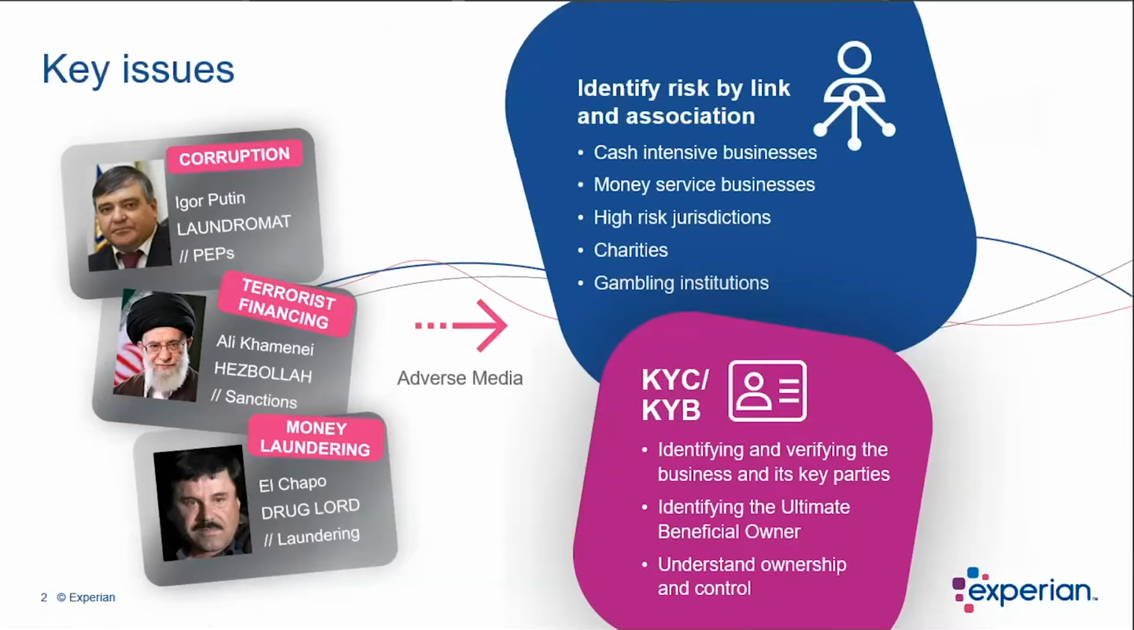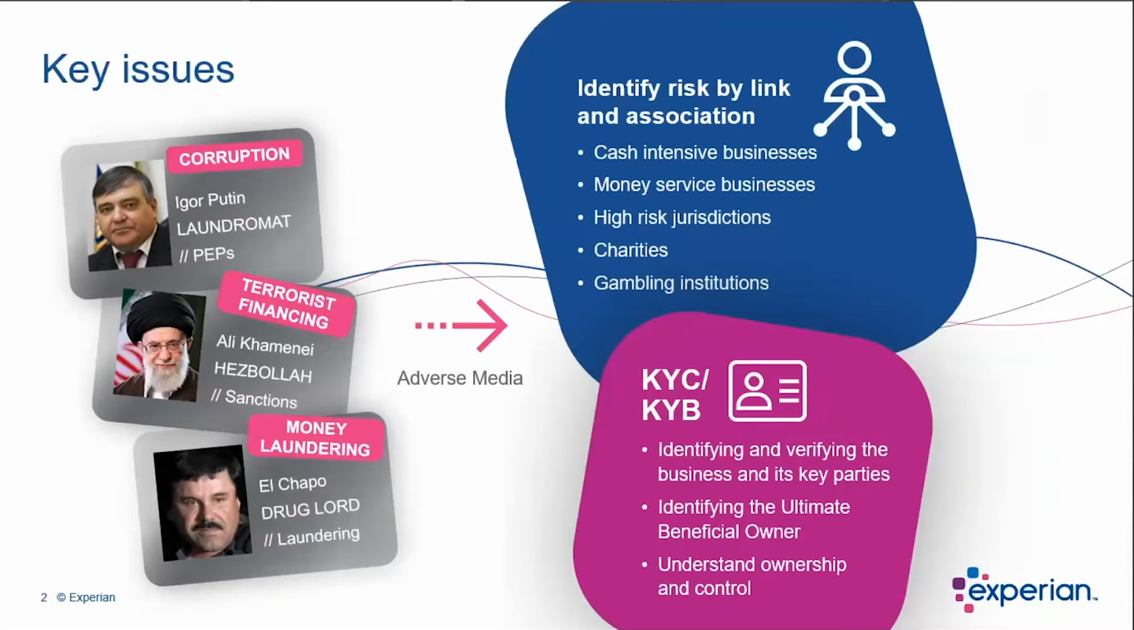Is the business or its key parties associated with any high-risk jurisdictions, whether that be the country or the individual behind that business? And then finally, there is an obligation to check whether companies are on the Charities Commission, Gambling Commission, and a number of official registers. So once you've understood the inherent risks of a business, you really want to understand the risks that are associated to the people behind the business.